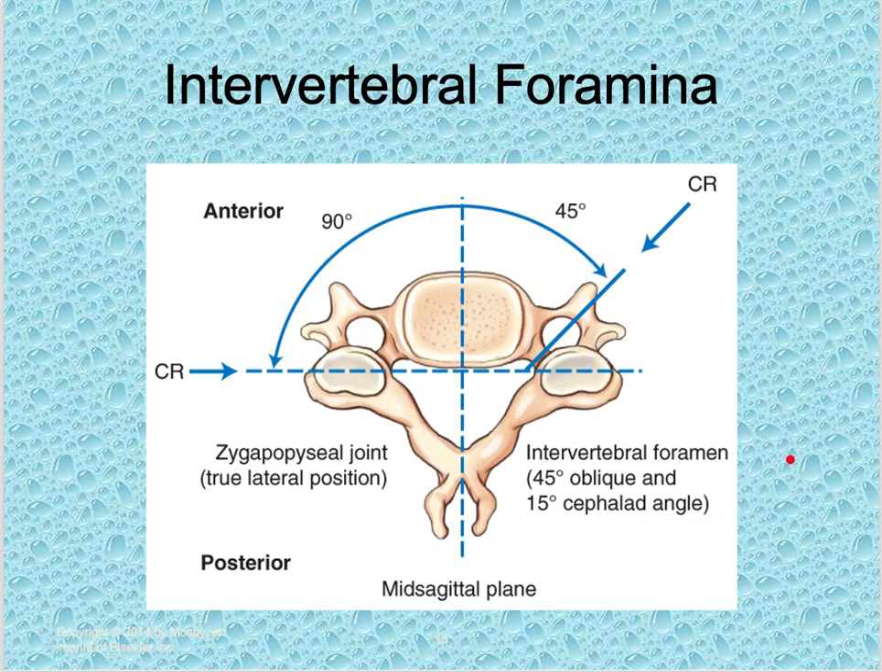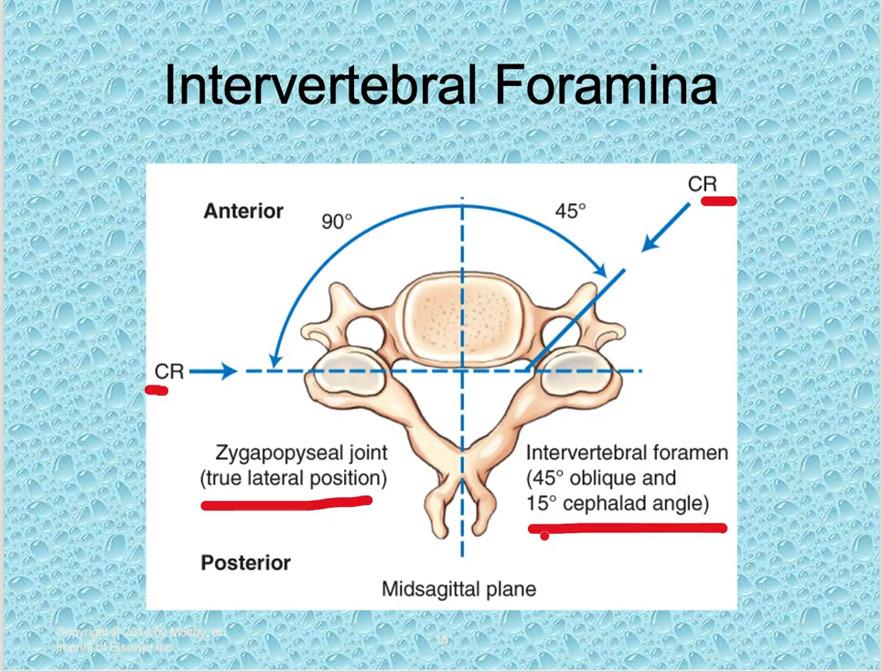So intervertebral foramen, this is showing us right here our central ray. This is a central ray for a lateral. This is a central ray for an oblique. This is talking about the C-spine. So in a lateral image of the C-spine, you're going to image the zygapophyseal joints. In a 45 oblique for the C-spine, you are going to image the intervertebral foramen.